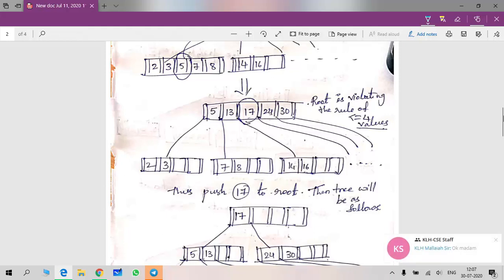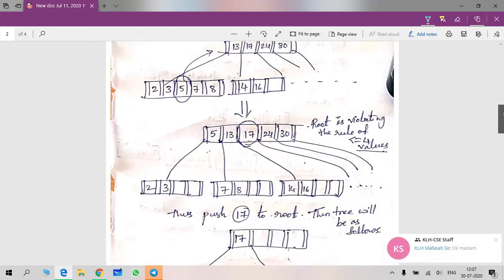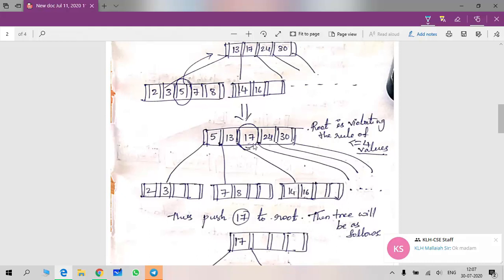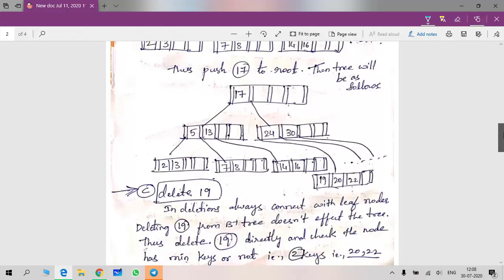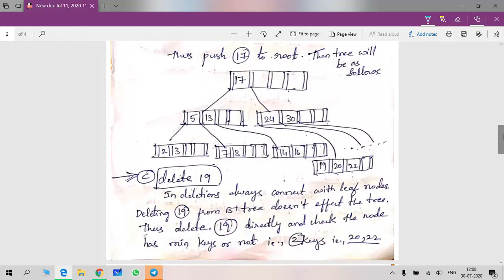Now again see here, the root is having 5 elements. We should not have 5 elements, the maximum is lesser than or equal to 4. Again push 17 to the root. Push 17 to the root. So the left child of 17 is 5, 13, and the right child of 17 is 24, 30.